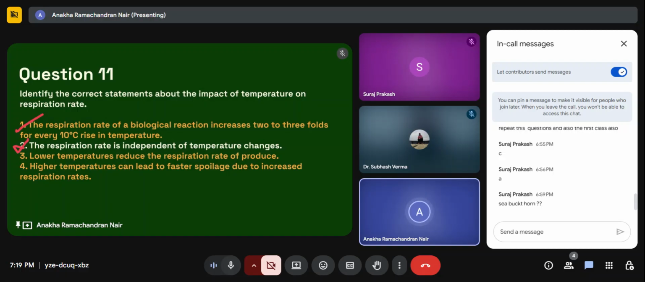So that the lower temperature can reduce the respiration rate and increase the shelf life, and higher temperatures can lead to faster spoilage due to increased respiration rate. So the higher the temperature, the faster spoilage can take place. That is why food spoils faster during summers, right? So is there any doubt in this question? All right, so I'm assuming there are no doubts.